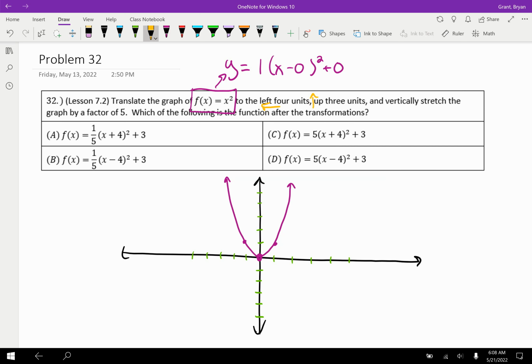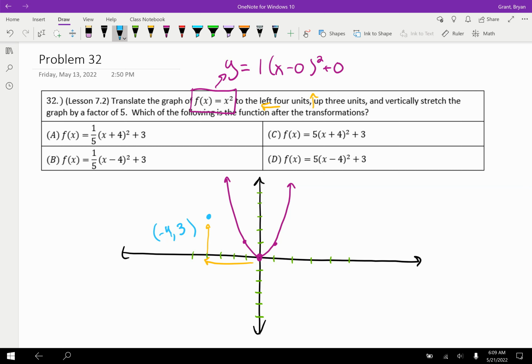So let's start with the left and up. Left 4 units, 1, 2, 3, 4. So I have to go left 4, and then up 3. Notice I'm just doing this from the vertex. That's really the origin point for my graph. We'll do it in blue. So it starts right here. This new vertex is negative 4, comma 3.